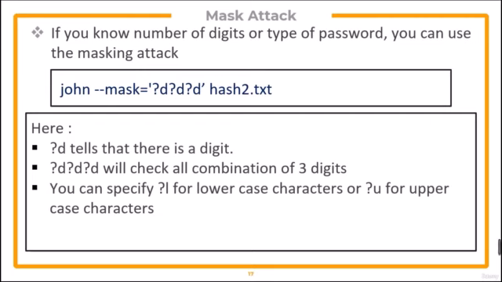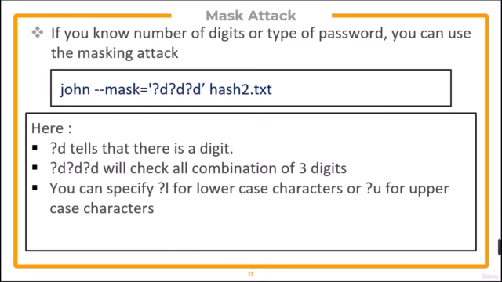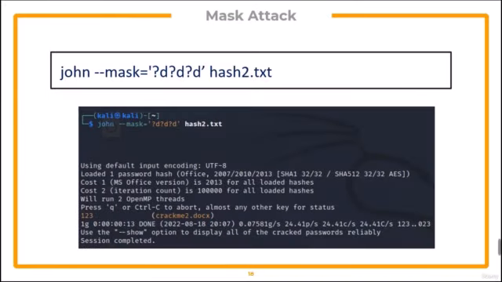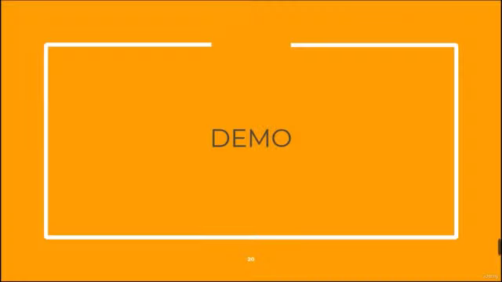There is another very powerful attack called mask attack. If you know the number of digits or type of password, you can use the mask attack. To give a mask, you can use the flag john --mask and give the digits. For example, this ?d ?d ?d, which means that we have a 3-digit password. For some reasons, if you want to clear the John cache to remove saved passwords, you can remove the john.pot file. Now let's see how it actually works.